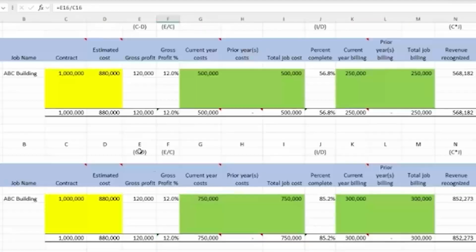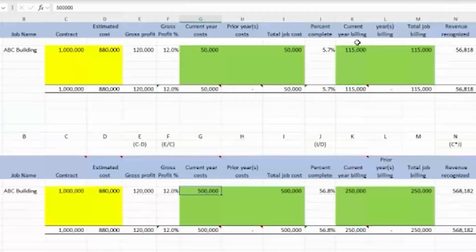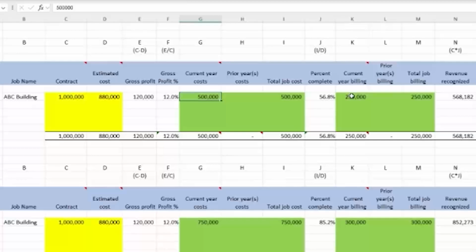So month two, we still think the job contract's going to be $1 million. The estimated cost is still 880,000. We're still projecting 12% margin. Now we get more costs, so we get 500,000 in cost job to date. So we went from 50,000 to 500,000 by month two. And let's say we went from billing 115,000 to 250,000. So we're now, according to this estimate and this amount of cost, about 57% complete.